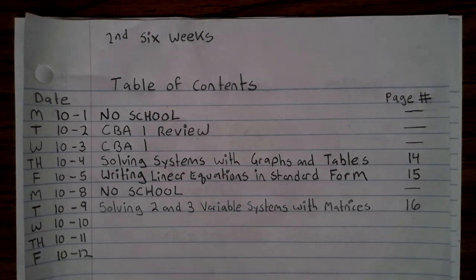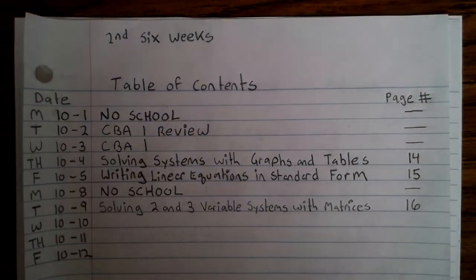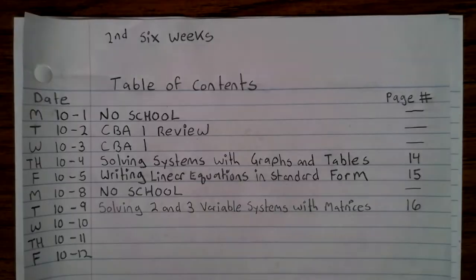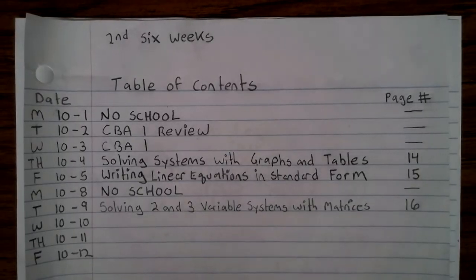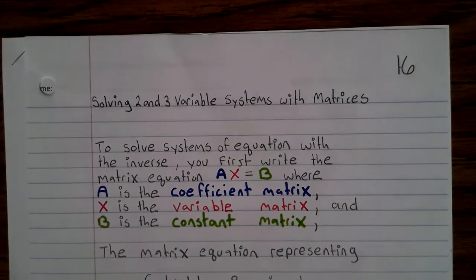Okay, Wildcats. Today we are looking at Tuesday, October 9th, solving 2 and 3 variable systems with matrices. And that's going to be on page 16. If you would, update your table of contents. All right, now your table of contents are updated. Let's take a look at the notes.